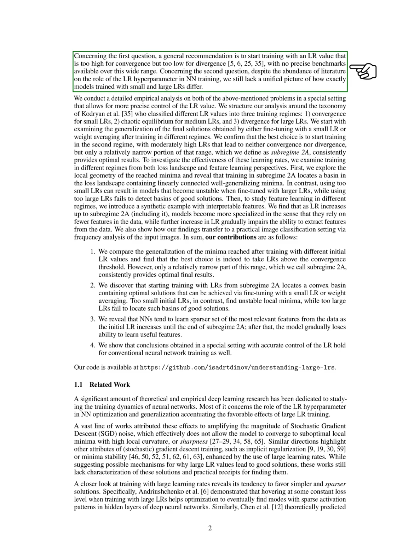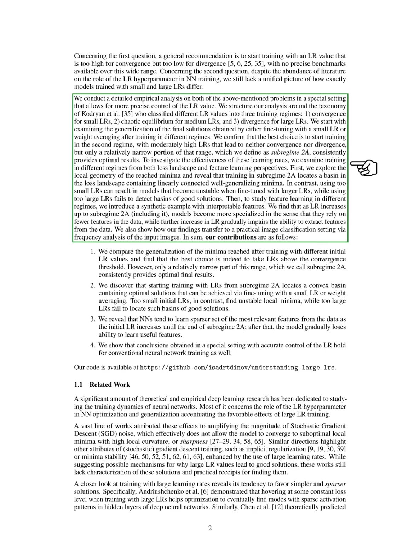Regarding the second question, despite extensive literature on LRs, we still do not have a clear understanding of how models trained with small versus large LRs differ. To address these issues, we conduct a detailed empirical analysis in a controlled setting that allows us to manage the LR precisely. We categorize different LR values into three training regimes. Small LRs lead to convergence, medium LRs create chaotic equilibrium, and large LRs result in divergence.